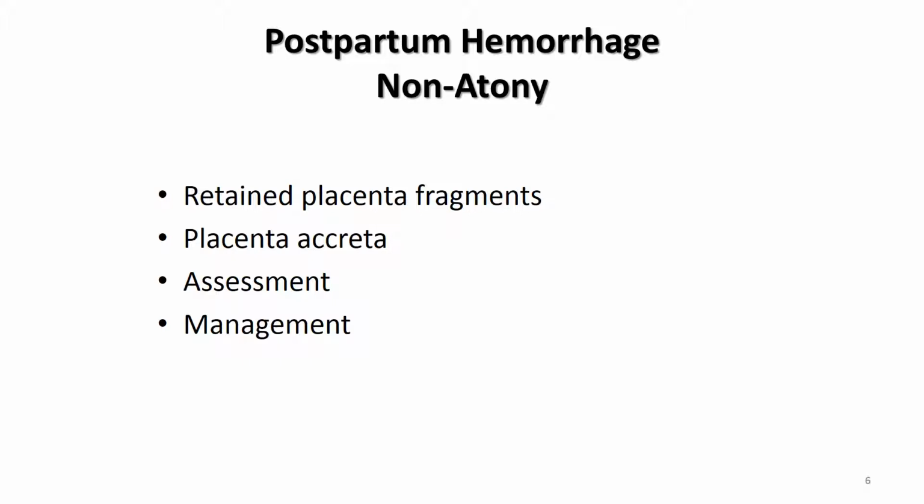The healthcare provider may attempt a manual removal of the pieces. If they are unsuccessful, the woman will be treated with what's called a D&C, which is a dilation and curettage. That patient is taken back to the OR and given something for the pain. Remember that this is the patient that you're going to be watching for infection later.